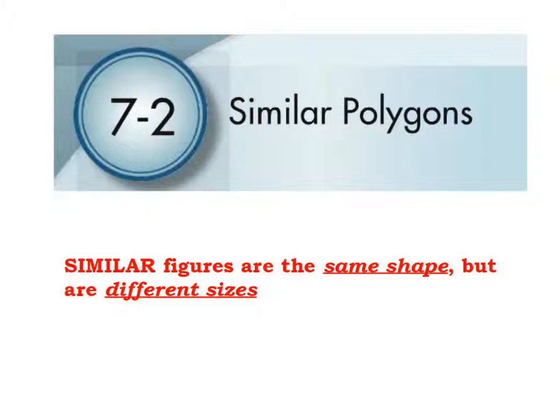And similar actually has a definition, not just that they're kind of alike. For two polygons to be similar, they're going to have the exact same shape. They're going to look the same shape, but they'll be different sizes. There'll be a little one and a big one. So like two triangles that look the same, but one's bigger. That means they're similar.